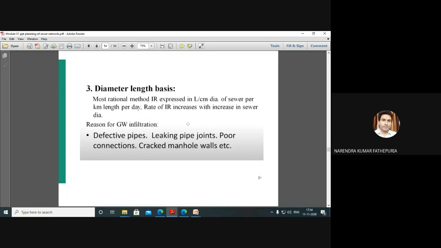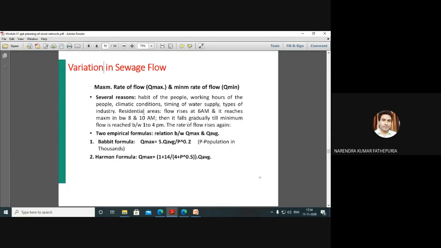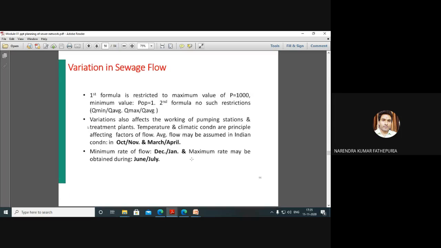These are the reasons for the groundwater infiltration: defective pipes, leaking pipe joints, poor connections, cracked manhole walls, and all that. Various flows are there in sewage flow. There will be a maximum flow rate, Q max, and a minimum flow rate, Q minimum. There are empirical and rational formulas for getting the values. For Q max, there's the Babbitt formula: 5 into Q average divided by P to the power 0.2, where population should be in thousands. Harmon formula also gives Q max.